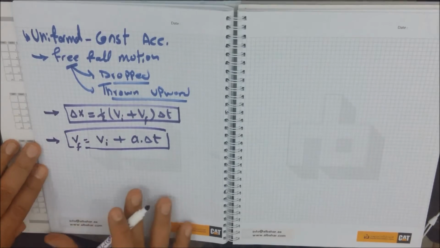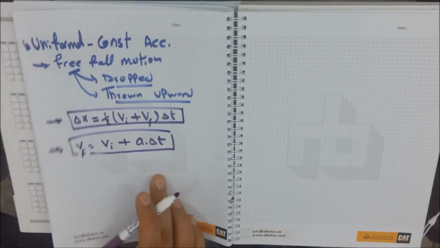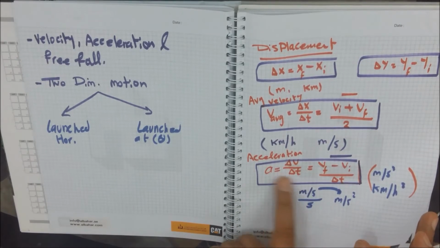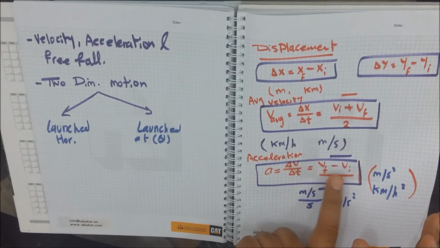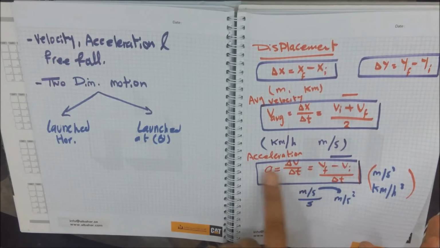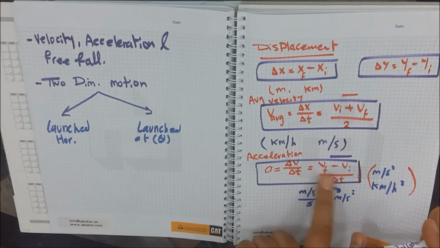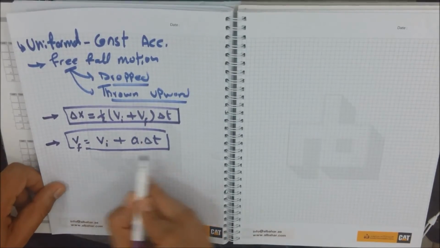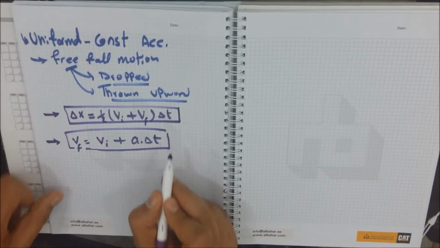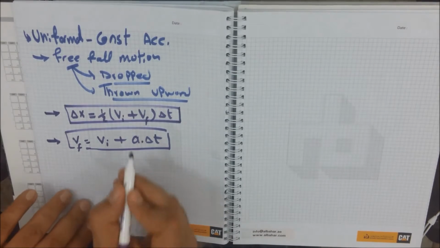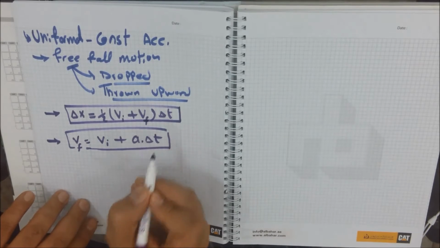And also this equation had been mentioned here. This is the same equation as this, but we rearranged it. So Vf minus Vi is equal to A times delta T by cross multiplication. Then you solve for Vf, and you will find that this equation is also this equation. So those 2 equations were given before, so you don't need to memorize them because you already know them.